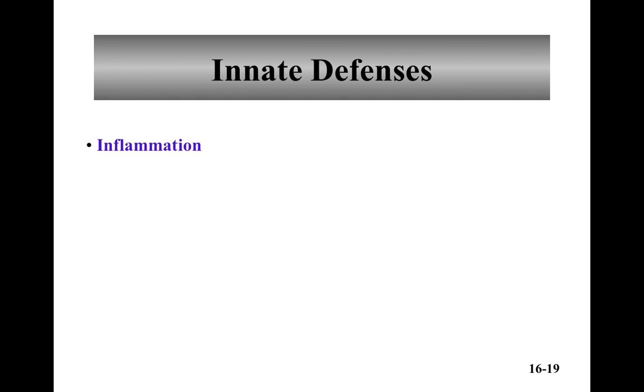All right, other innate defenses, inflammation. Inflammation is just our tissue's response to injury, and we've talked about this in the other units, but it helps to prevent the spread of the pathogen. It does that because when the area becomes inflamed, the pathogen gets stuck in that very local area.